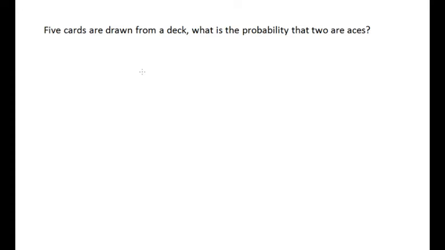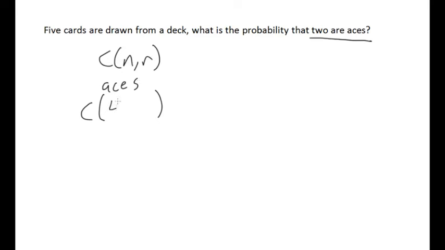we use combinations. So if you remember, combinations are written as C(N, R), where N is the number of things we have to choose from, and R is the number we are going to choose. Now it's very important that N and R refer to the same sort of thing. All right, so we want 2 that are aces. So for our combination, we are looking at aces, and we want to think of how many do we have and how many do we want. So we have 4 aces, and we want 2 of them.